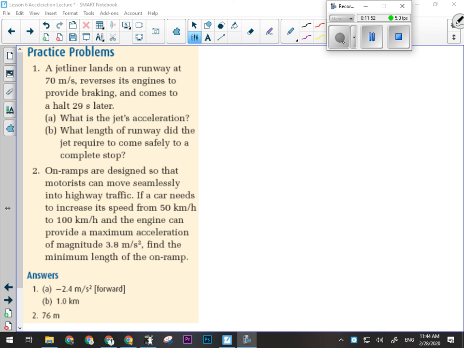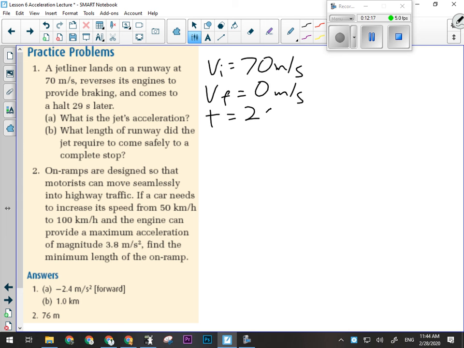So this is the challenge with acceleration problems: I get a question, I have to read it through, decide what I'm given, and then figure out what formula I have to use to solve that. In question number 1, we have a jetliner that lands on a runway at 70 meters per second. So VI is 70 meters per second, and then it comes to a halt. So VF is 0. And it does that over 29 seconds. So we're looking for part A, the acceleration. What formula do I have that can use those 3 things to get acceleration?